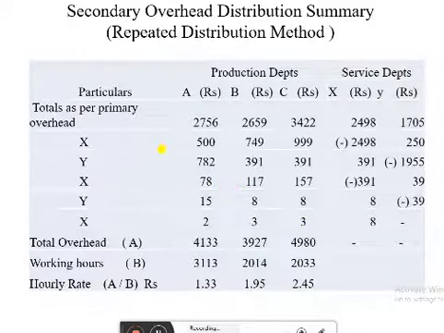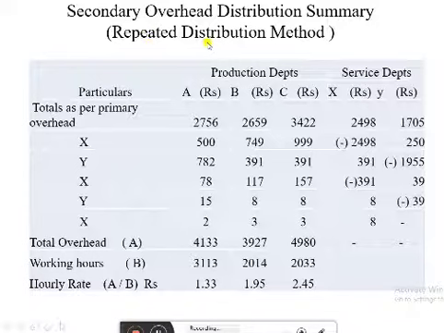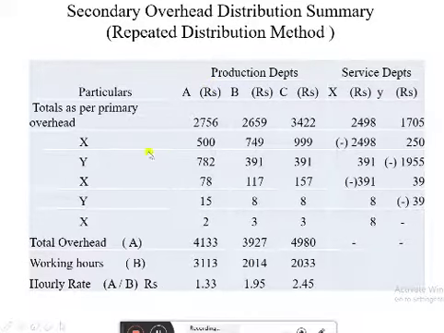So in the one problem we have solved two methods, that is the primary overhead distribution summary and the secondary overhead distribution summary. Under the secondary overhead distribution summary we have concentrated on the repeated distribution method. Okay students, so this is the primary and secondary overhead distribution summary problem.